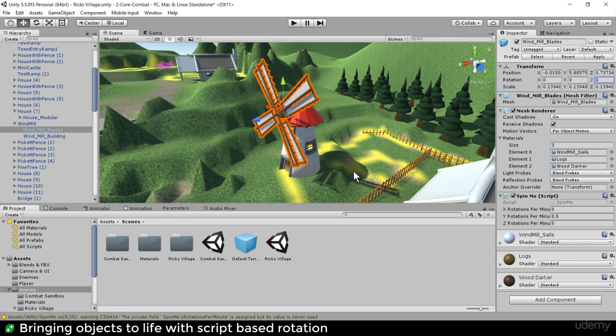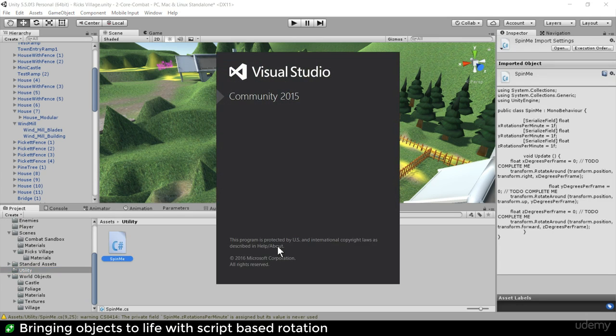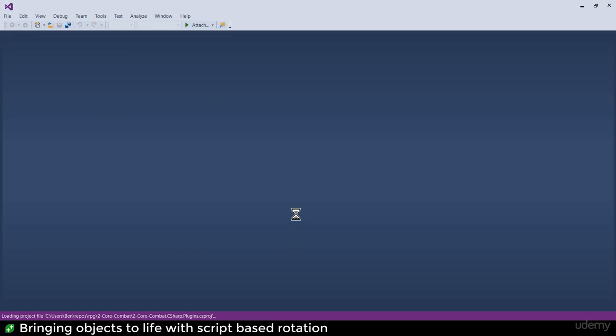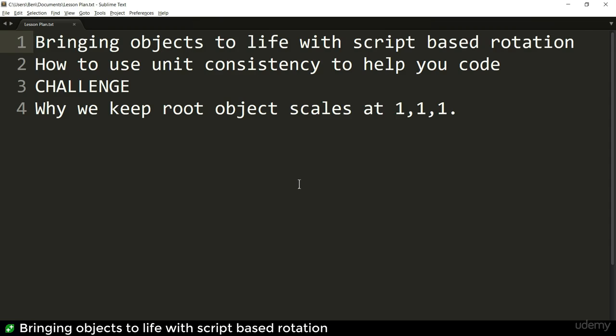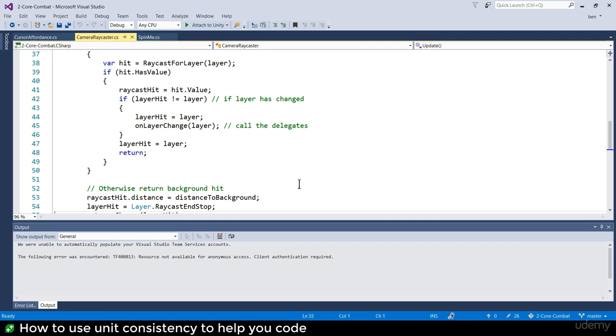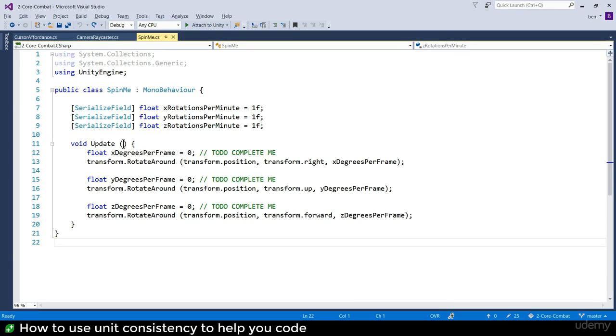That doesn't matter. What I want to show you when we get into this utility script, which you'll find in the utility folder called SpinMe, is an approach to use consistency of units to help you code. Okay, so what I'm going to want you to do is actually write some code and finish this class off. But firstly, let me introduce you to the class.